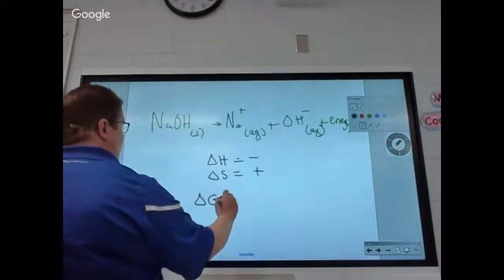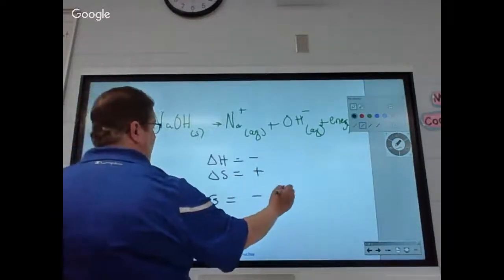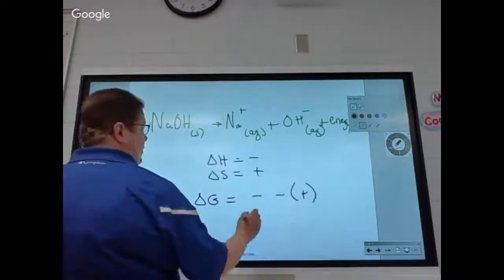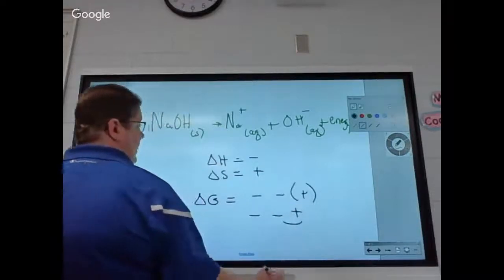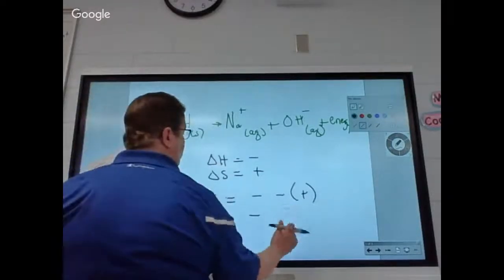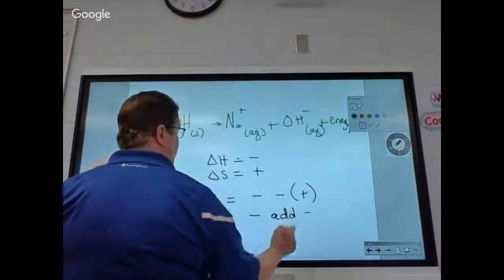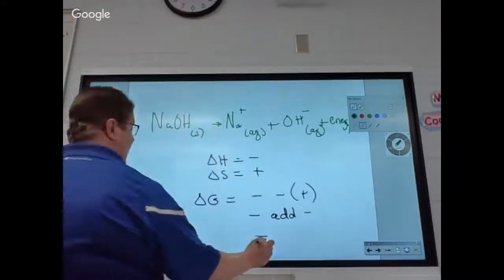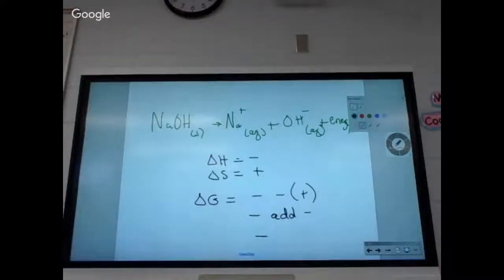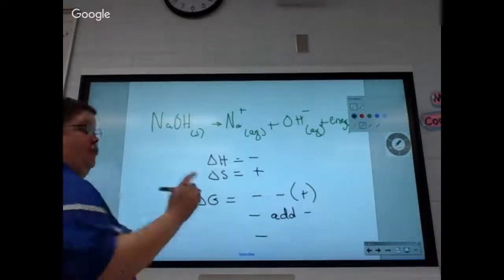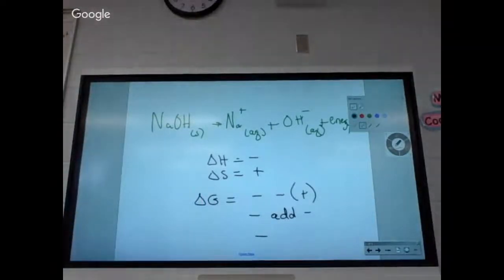So delta G is a negative minus a positive. Subtract a positive, that becomes a negative. So we're adding a negative. What are we going to get? We're going to get a negative. So will it always be spontaneous, never be spontaneous, or sometimes be spontaneous? Always be spontaneous. So negatives are spontaneous. Positives are never spontaneous because they're not spontaneous.